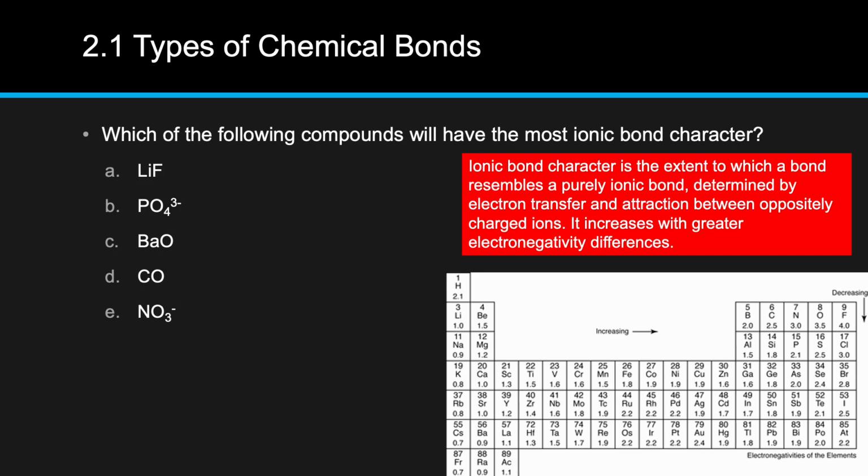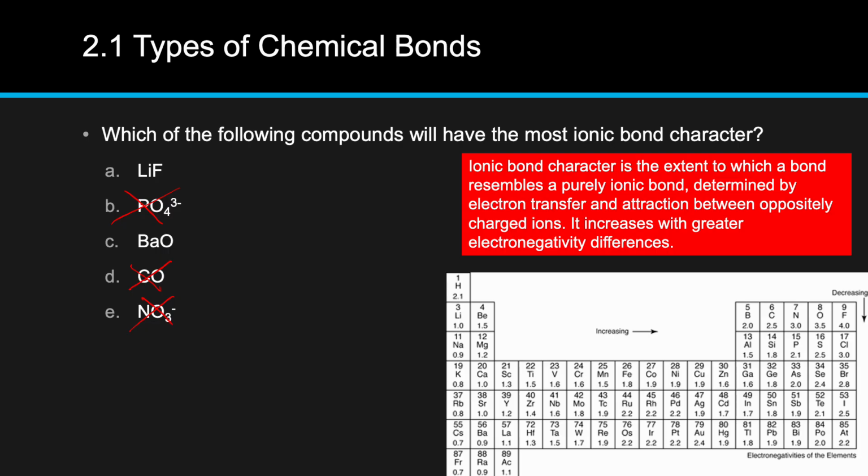Now we know that an ionic bond is going to occur between a metal and a nonmetal. So phosphorus and oxygen are both nonmetals, so those would have covalent bonds and not ionic bonds. Then we have carbon monoxide, which is also 2 nonmetals, which would be covalent bonding, so no ionic bond character there. And then E is also 2 nonmetals, so that would also not be considered in this question.